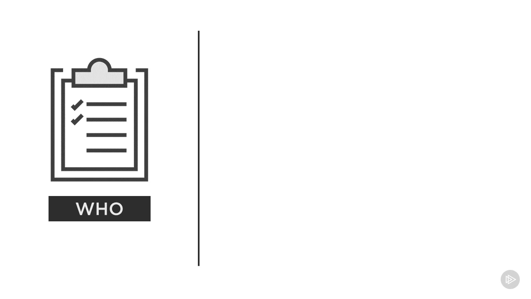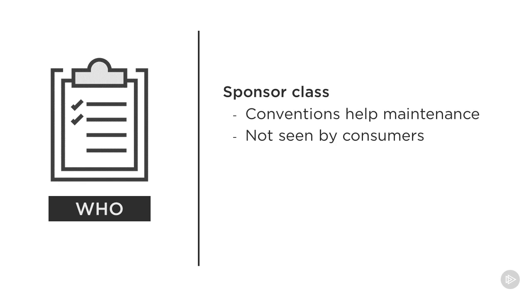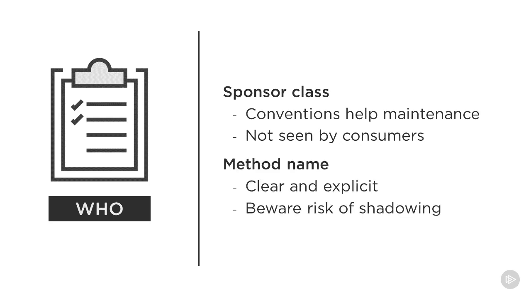Then there's the who, naming for your extension methods and sponsor classes. You need a descriptive name for your sponsor class, preferably use the convention that class names end with Extensions. It doesn't make any difference to consumers, they don't see the sponsor class name, but it helps with maintenance of the extensions. It's quite difficult to search for extension methods in source code, so using a naming convention like this definitely helps. The method name itself needs to be very explicit.